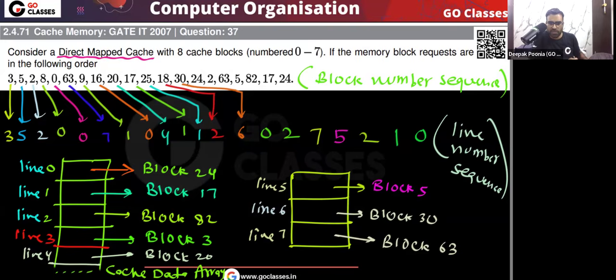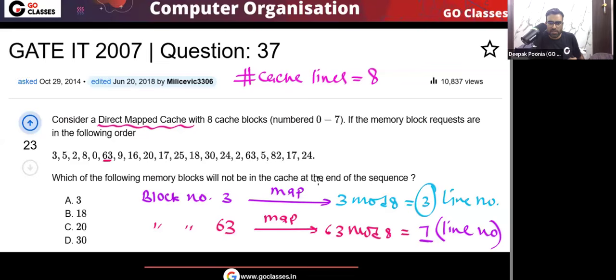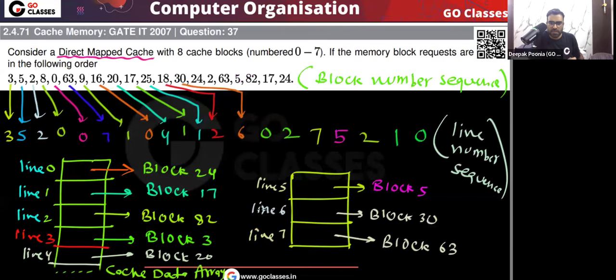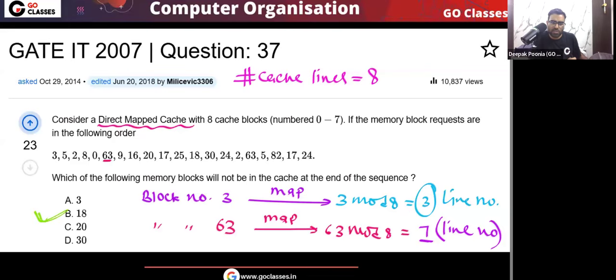So finally, what will be the answer? The question is asking at the end of the sequence, which block will not be there in the cache memory? 3, 18, 20, 30. 3 we have, 20 we have, 30 we have, 18 we don't have. Yes or no? So for this question, the answer will be option B. Very simple question. I hope you understood.